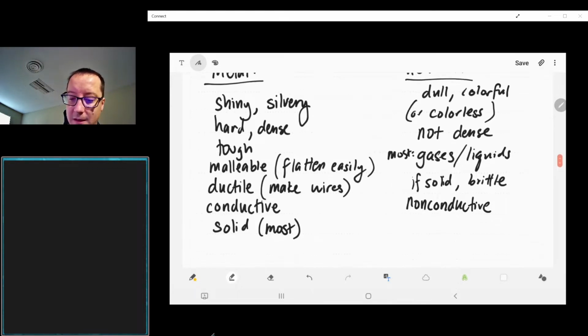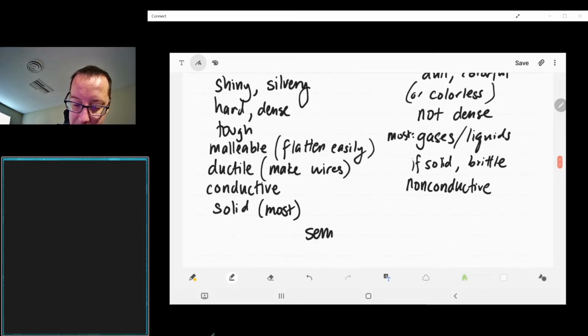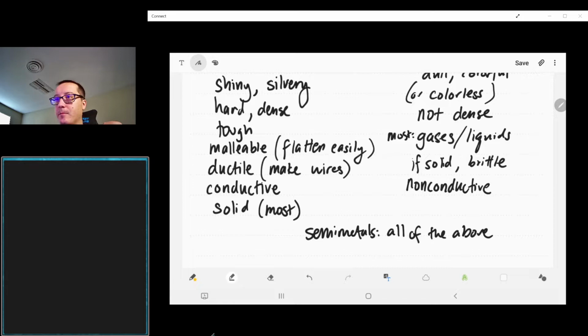And then, guess what? The semi-metals can be all of the above, in either case. Semi-metals can be conductive, they can be non-conductive, some are conductive in certain conditions.